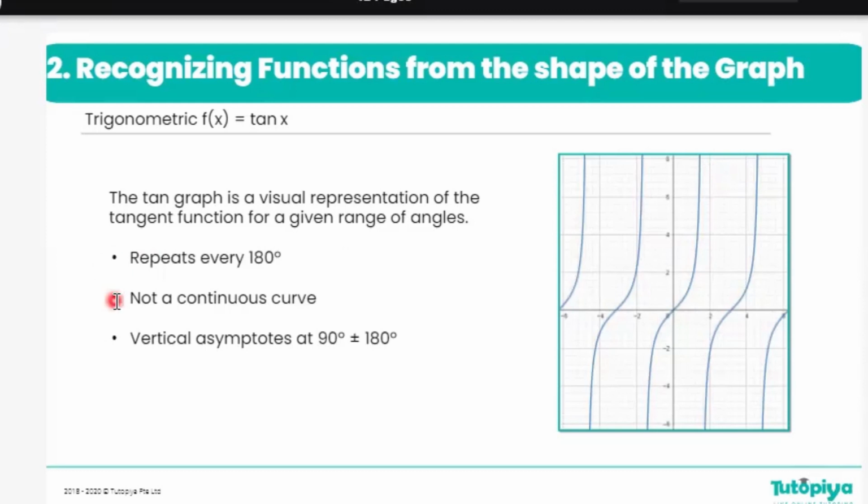It's not a continuous curve, unlike the previous two trigonometric graphs that we looked at. And its asymptotes are vertical asymptotes that we can see at 90 plus or minus 180 degrees. So I would see a vertical asymptote at 90, 270, but also negative 90, negative 270, and so on and so forth.